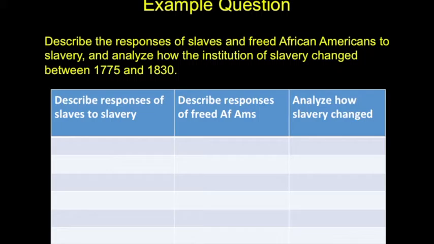Our first column might be labeled up top, Description of Slaves' Responses to Slavery. Our second column, Description of Freed African Americans' Responses to Slavery. And our third column, Analysis of how the institution of slavery changed between 1775 and 1830. Feel free to abbreviate long words and leave out small words like "the," but be sure to leave in words based on the verbs of the question. Here, description from describe, and analysis from analyze.